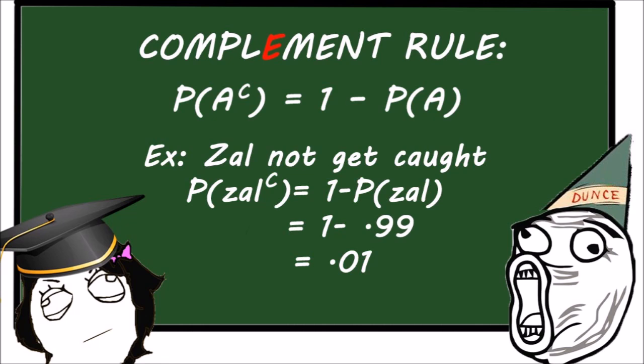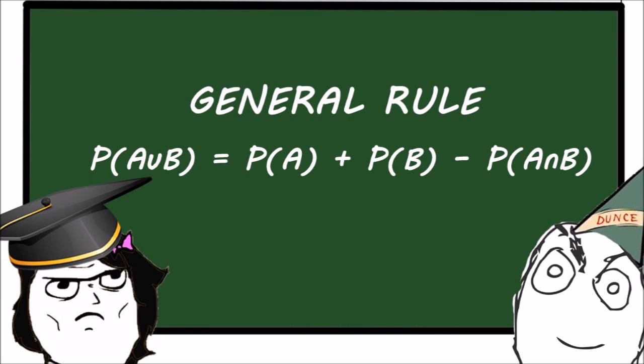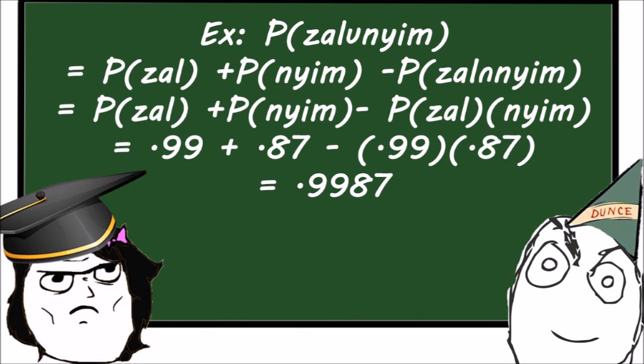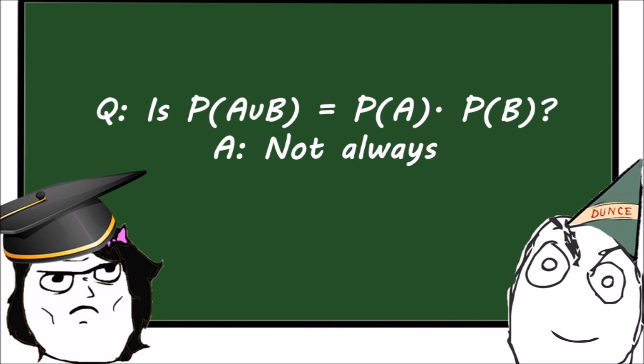True, but our problem is not that easy, for sure. Since we want to know the percentage of both of us, or at least one of us, cheating yet not getting caught, we need the general rule. It states the chance of one event or the other happening is equal to the chance of each event happening minus both events happening simultaneously. Say what? Okay. For instance, the probability of one of us getting caught is P(Zal or Yim) equals P(Zal) plus P(Yim) minus P(Zal and Yim), which equals, well, you can see the calculation, 0.9987.